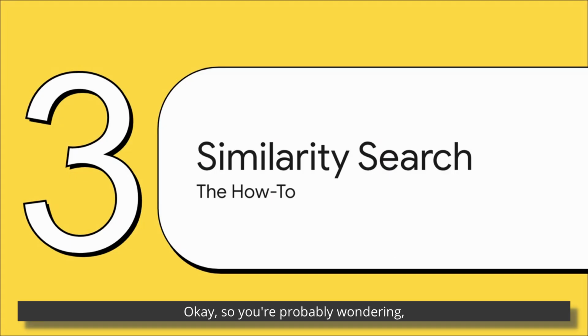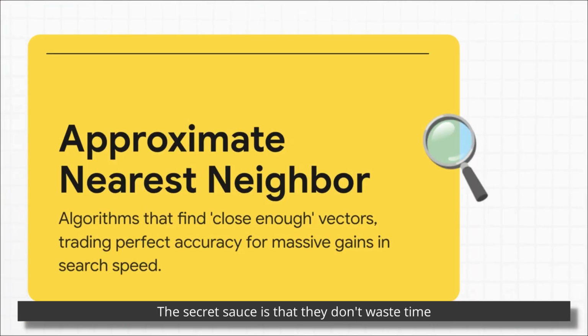Okay, so you're probably wondering, how on earth do these databases find the closest matches so incredibly fast? Let's pop the hood and take a look at the core algorithm that makes this all possible. The secret sauce is that they don't waste time looking for the perfect match. Instead, they find a good enough match, and they do it at lightning speed. This whole technique is called approximate nearest neighbor search, or ANN.